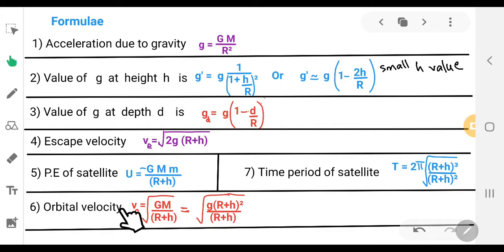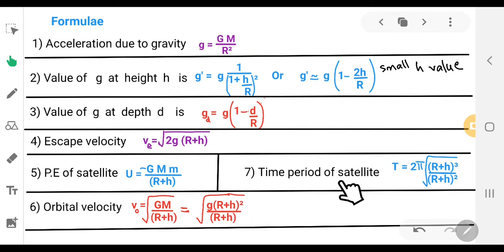Orbital velocity: with what velocity the satellite is revolving around the earth or around the planet. Root of G M divided by R plus h. So the GM value, from here we can write GM is equal to g R square. If it is on the surface, then we take R, nearer to the surface, and h will be neglected. If h is having a considerable value, then R plus h the whole square.